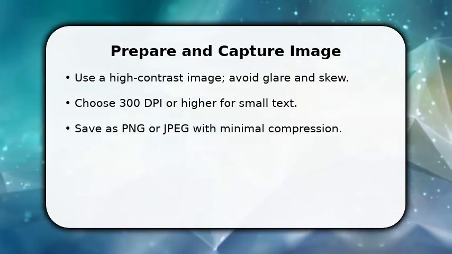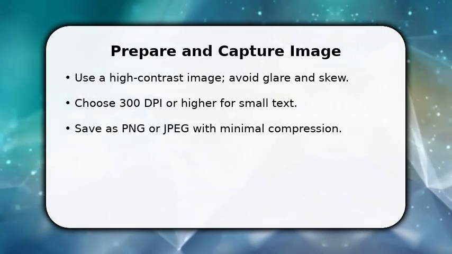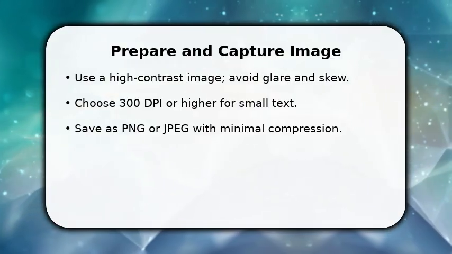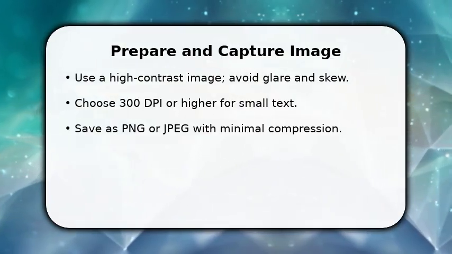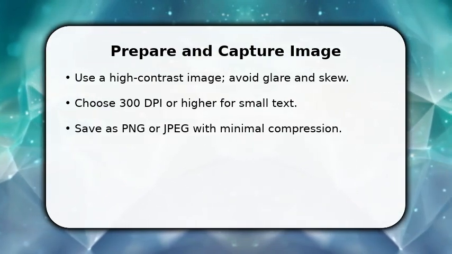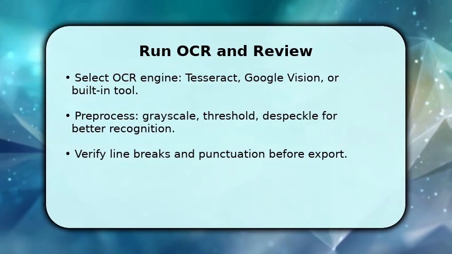Once done, crop to the text region and correct rotation so words are horizontal. This reduces errors and speeds processing. Make sure the file is a PNG or high-quality JPEG to preserve edges and avoid compression artifacts that confuse character detection.